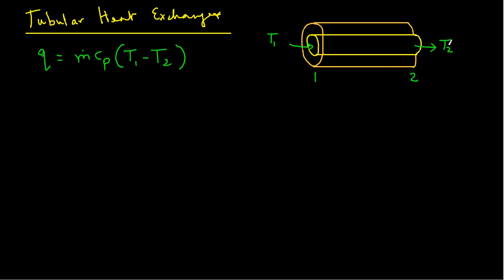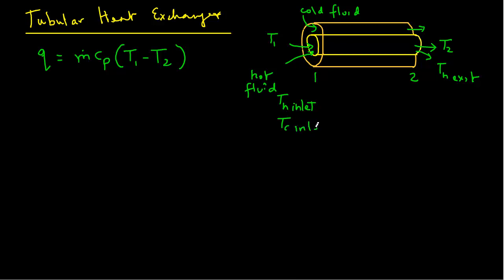Now if a hot fluid enters the heat exchanger at location 1 and flows through the inner pipe exiting at location 2, its temperature would therefore decrease from some Th inlet to Th exit. Similarly, if there is a cold fluid, fluid C, that enters the annular space between the outer and inner pipes of the tubular heat exchanger at location 1 and exits at location 2, its temperature will increase from Tc inlet to Tc exit.